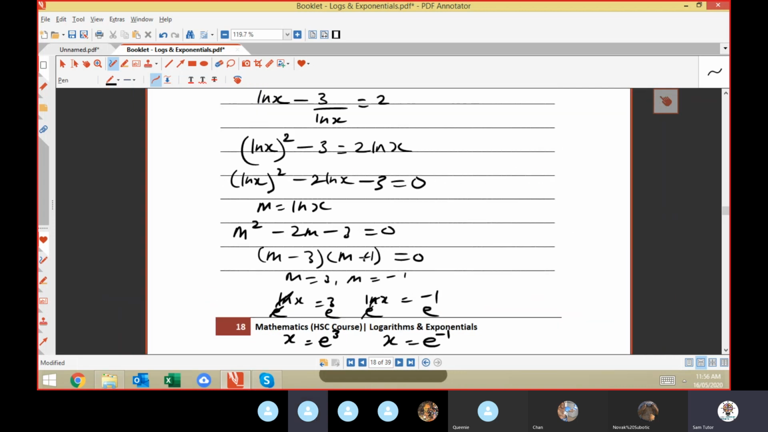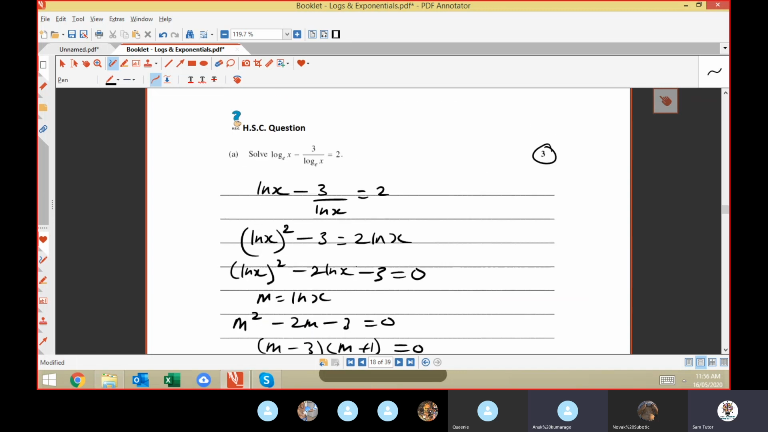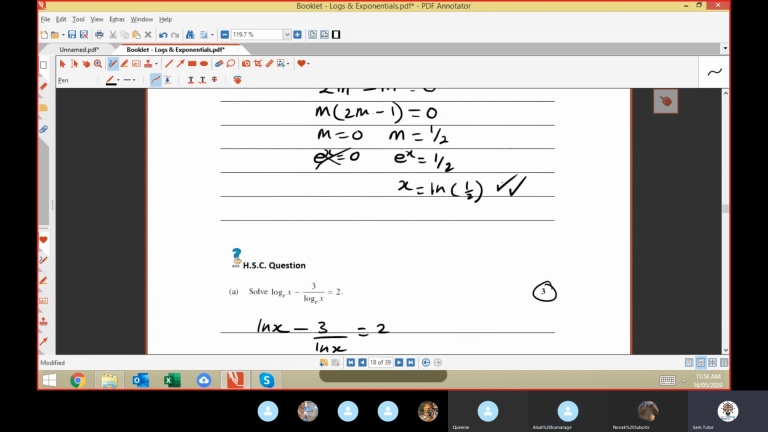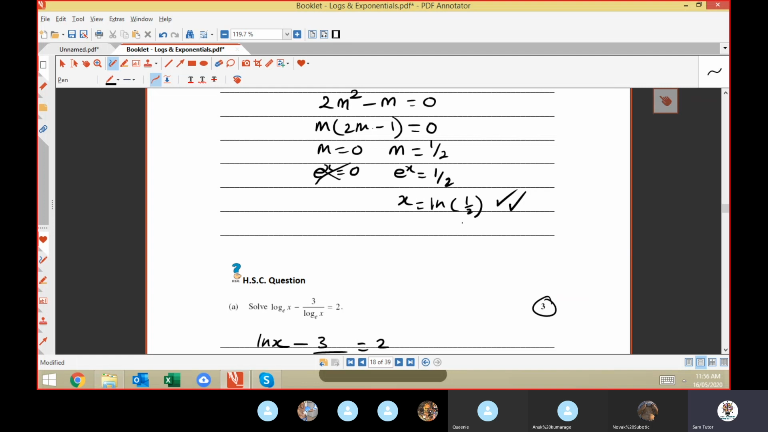Sam, what were the 2 solutions to the last question? Just log equals half. Okay.